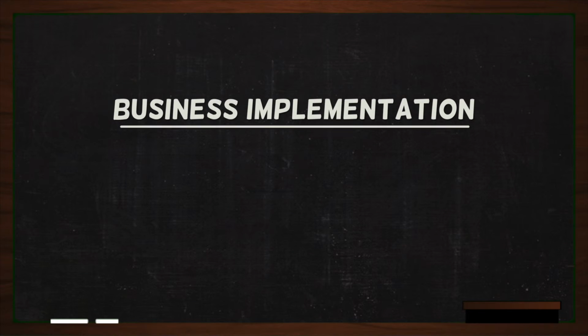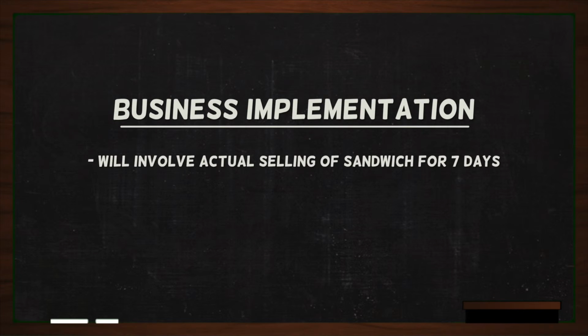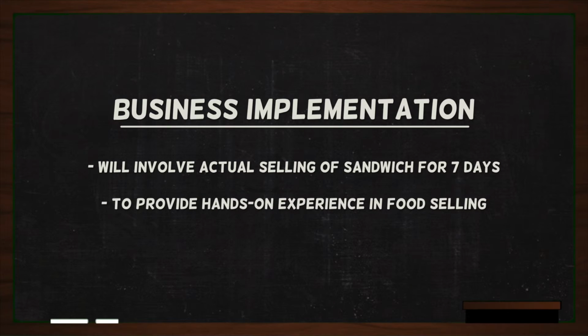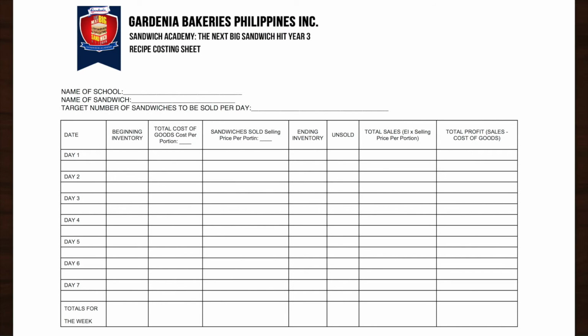For the business implementation phase, you will be tasked to sell your winning sandwich recipes for 7 days. This is important as this activity will give you a hands-on experience of how to sell and be part of the food industry. To help you in determining your product sales and profitability, we created a basic accounting sheet that will track sales per day as well as the inventory.